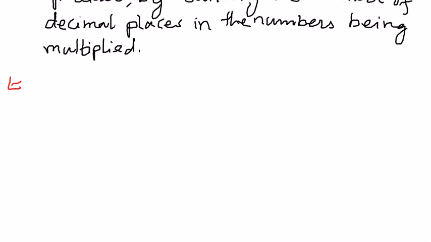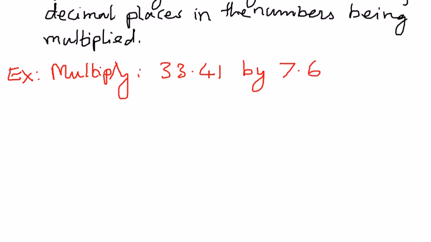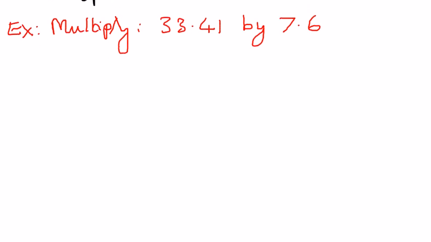Let us take an example. We want to multiply these two numbers. The two numbers are 33.41 by 7.6. These are the numbers we want to multiply, and the way we want to solve this problem is following these different steps.